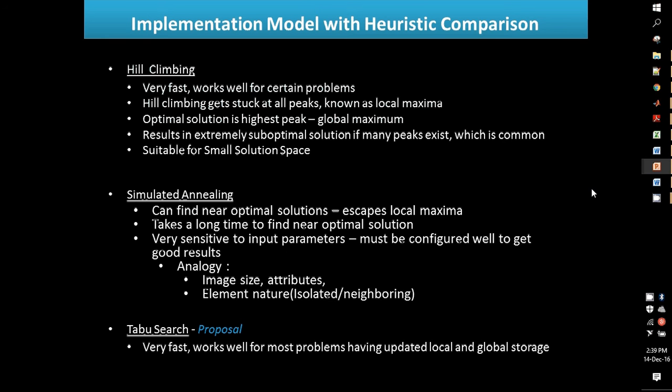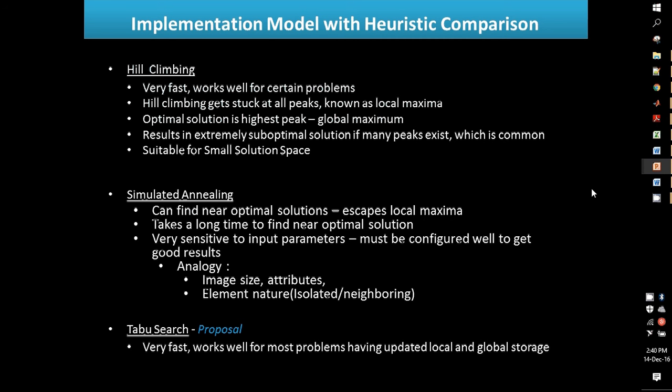On the other hand, simulated annealing can find near optimal solutions by escaping these local maxima and continually gathering a global maxima variable at any point of time. It has the capacity to reach down to a lower value than an optimal solution at that point to be able to reach out to a global maxima further down the path. It's very sensitive to its input parameters and therefore must be configured well to get good results. The analogy of simulated annealing can be defined in terms of image size and attributes and the elemental nature of being isolated or neighboring, while in hill climbing they have to be only neighboring elements.